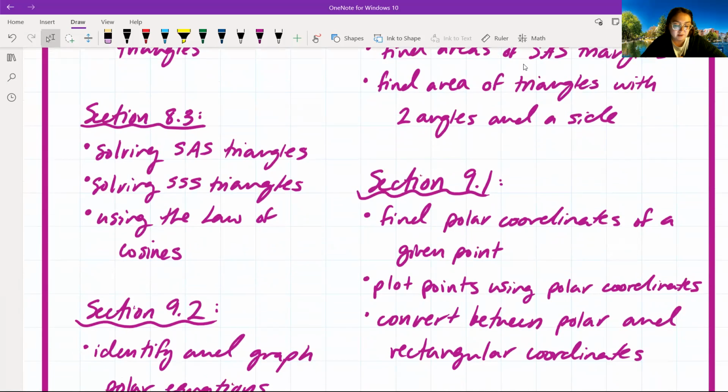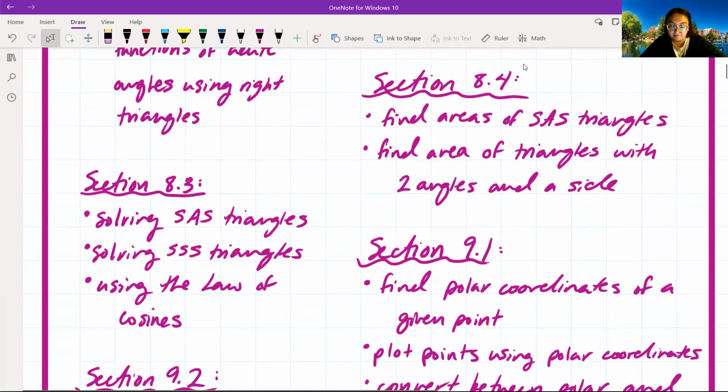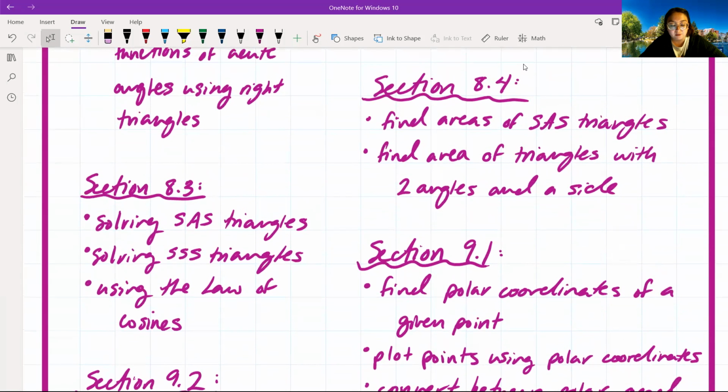So section 8.3, this is going to be solving SAS triangles, solving SSS triangles, and then using the law of cosines. Section 8.4, we want to find areas of SAS triangles, and we want to find the area of triangles with 2 angles and a side. So section 8.4 is really just solving for an area.